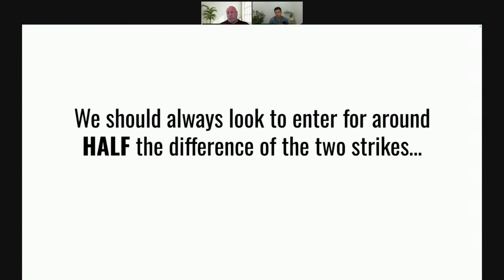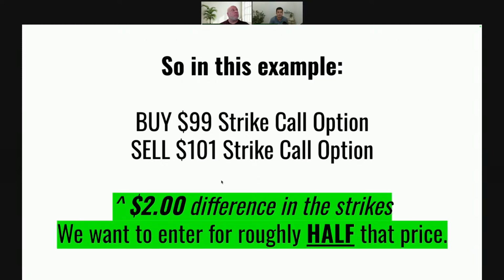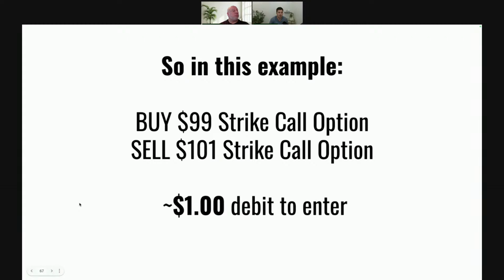Now, we should always look to enter for around half the difference of the 2 strikes. So in this example, 101 and 99, anyone know what the difference is there? $2 difference in the strike prices there. So we want to enter for roughly half that price. So around $1 debit to enter.